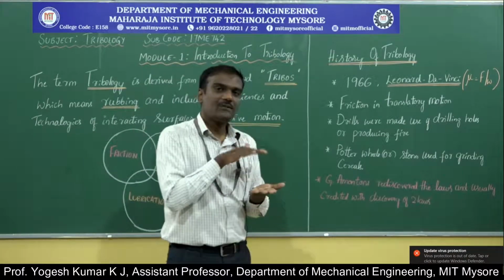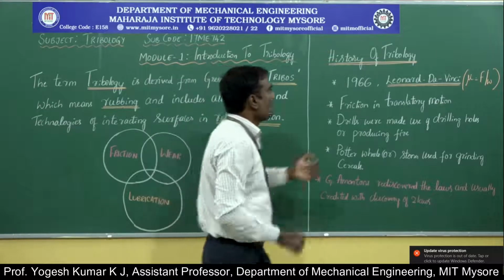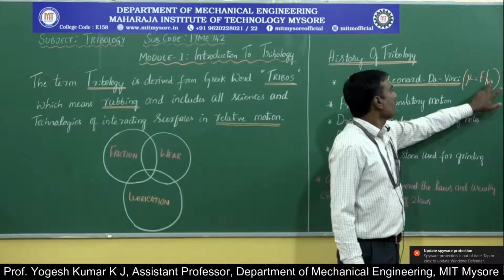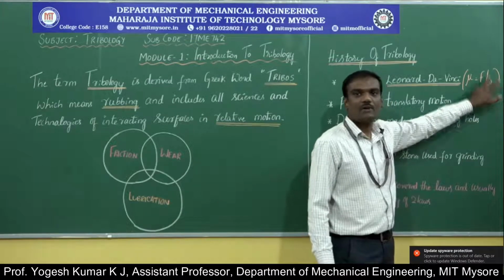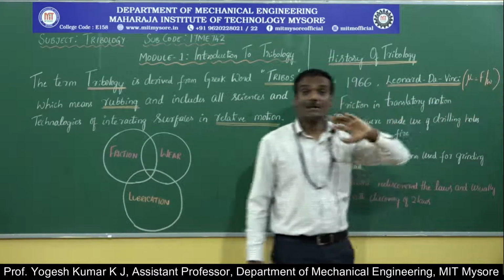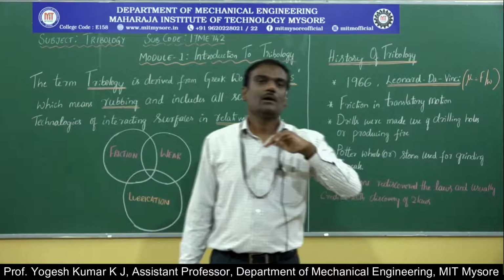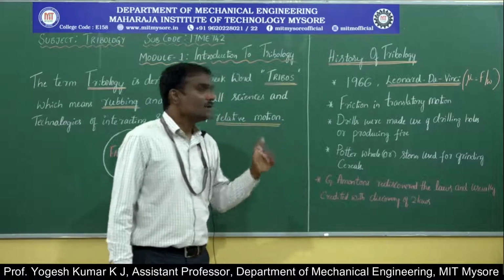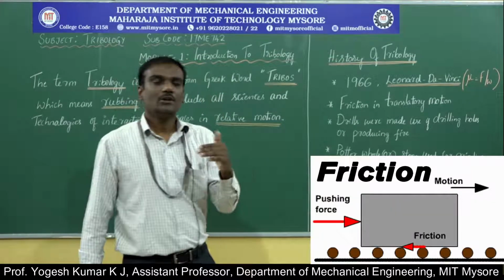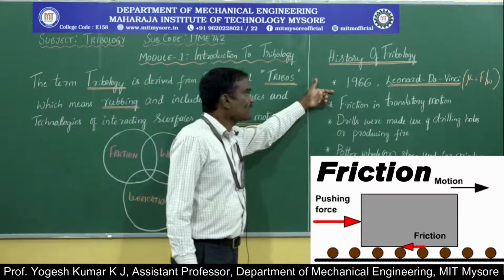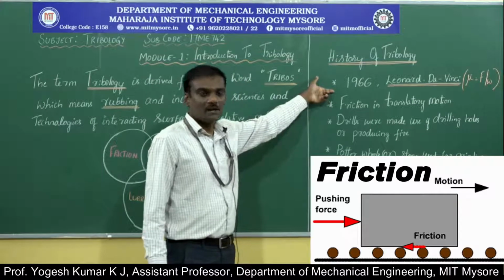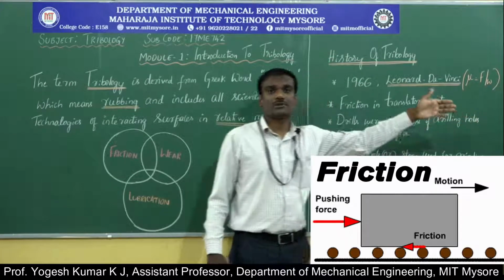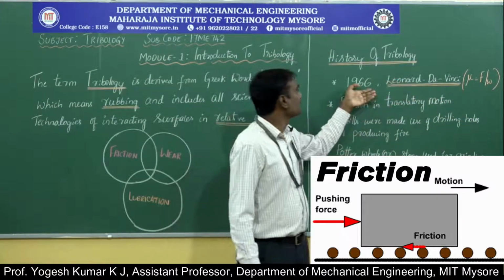Because of that friction, he introduced a concept called coefficient of friction, which is nothing but the frictional force divided by the normal load. Sorry, not normal area, normal load. Coefficient of friction equals frictional force divided by the normal load. So he proposed that concept, but unfortunately that didn't come into exposure to the society even after 1966.